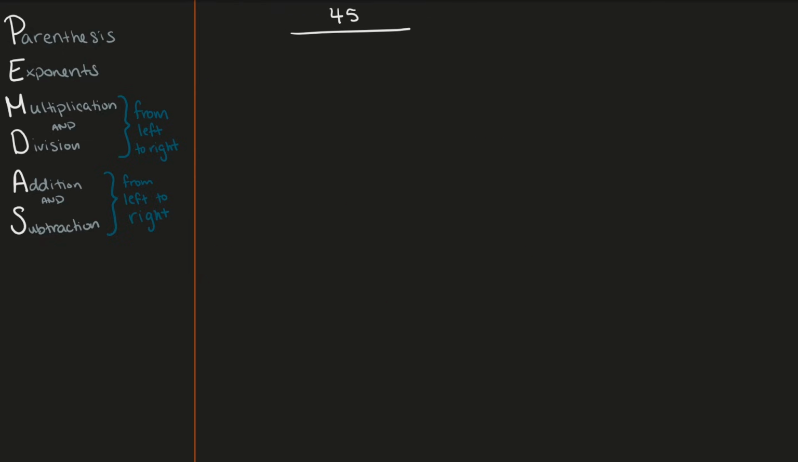45 over 8 times, in parentheses, 5 minus 4 minus 3. So when we look at this expression, we see it's a big fraction, and we see that long division bar. So whenever we have everything on top and everything on the bottom, those are groupings. Whatever is on the top of this fraction bar is one group. Whatever's on the bottom is one group. So we can rewrite this as 45 divided by 8 times 5 minus 4 minus 3. So it's divided by all of that.